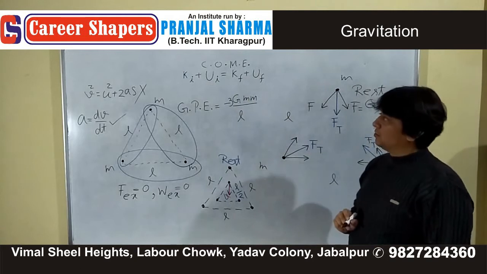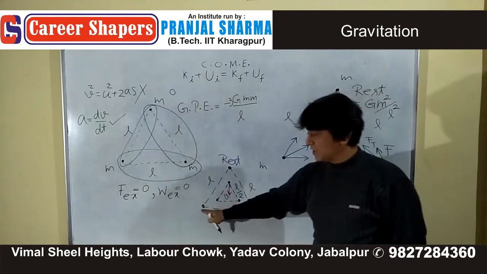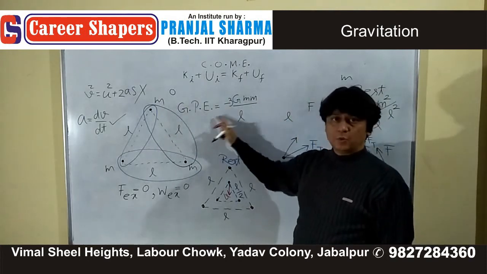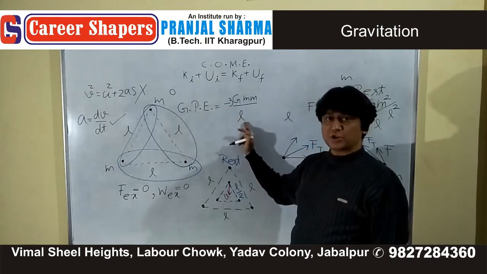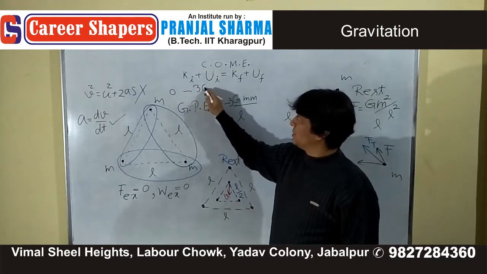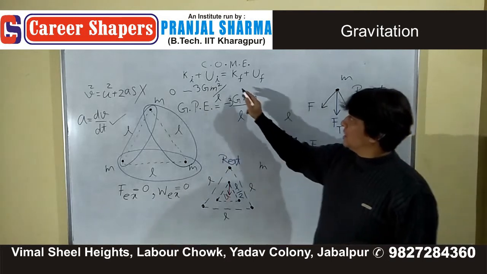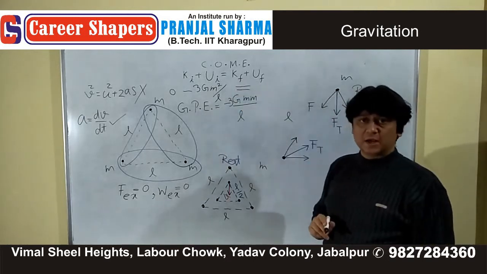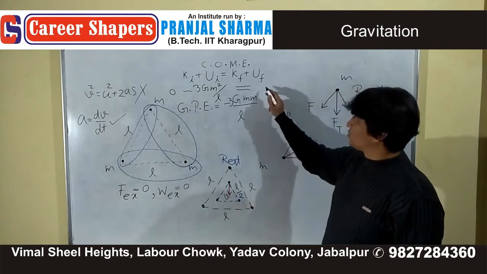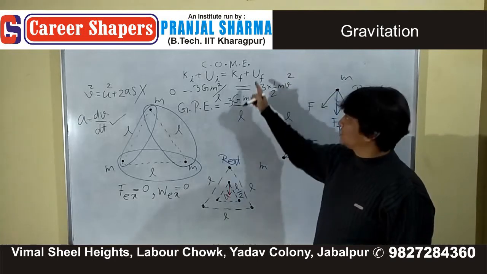Now, what is initial kinetic energy? 0. Rest, rest, rest. All 3 are at rest. What is initial potential energy? Look here. What is this? Gravitational potential energy when separation is what? L. Initially separation is L, and therefore initial potential energy is coming 3 Gm square divided by L equals to, what is final kinetic energy? This half mv square, this half mv square, this half mv square, that is 3 into half mv square. And what is final potential energy?